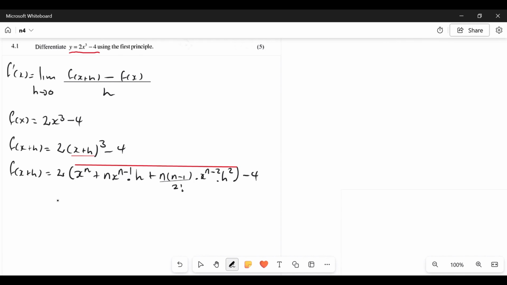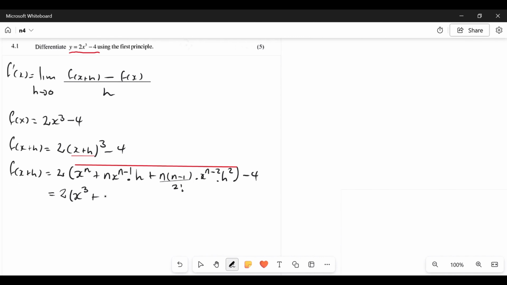So let's continue. When we continue here, we still have 2 outside the bracket. Then inside the bracket, we have x to the power of n. So the x inside the bracket here is actually x, so you're going to write x there. But n is actually 3 there. The exponent of 3, that is our n. So we're going to write to the power of 3 there. Now we are done with the first term.